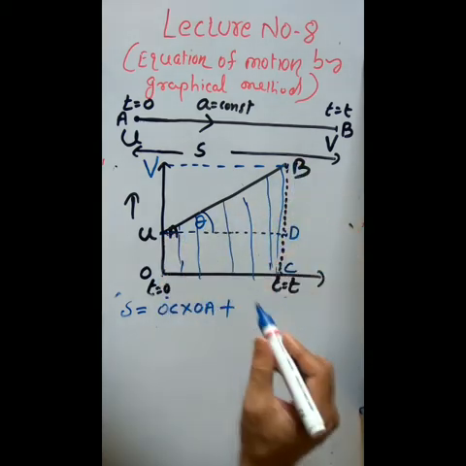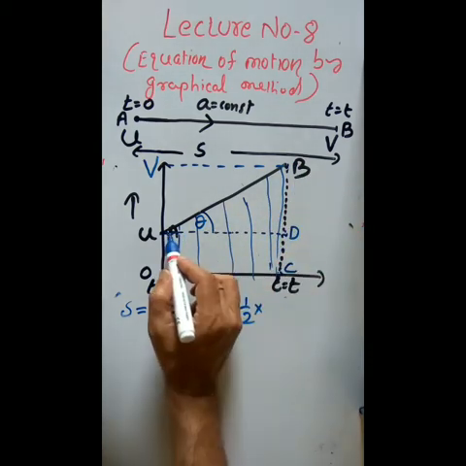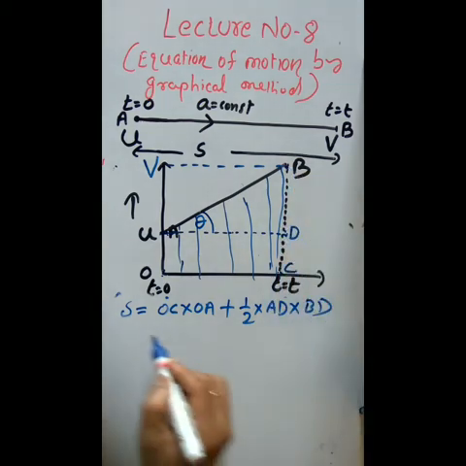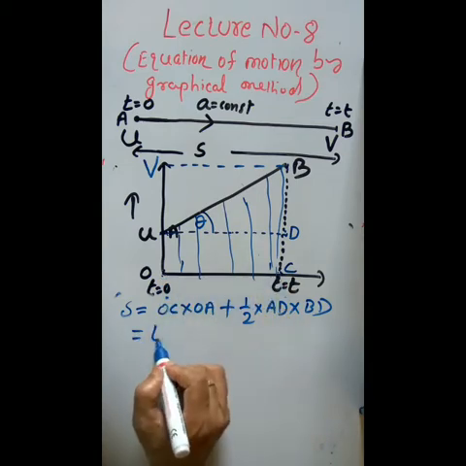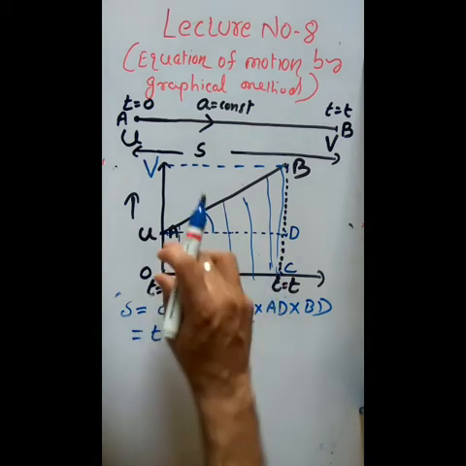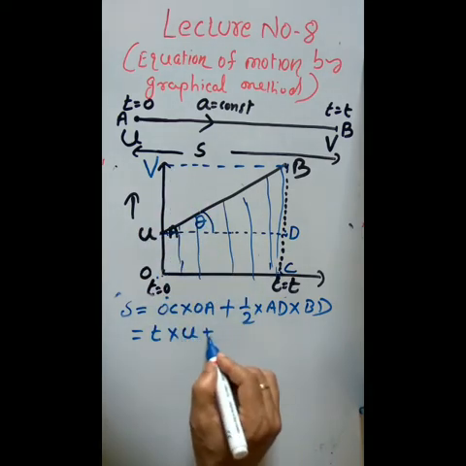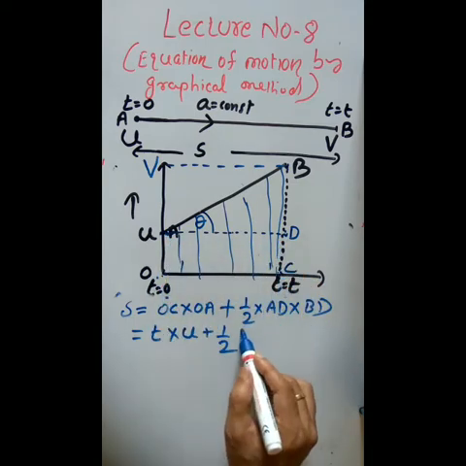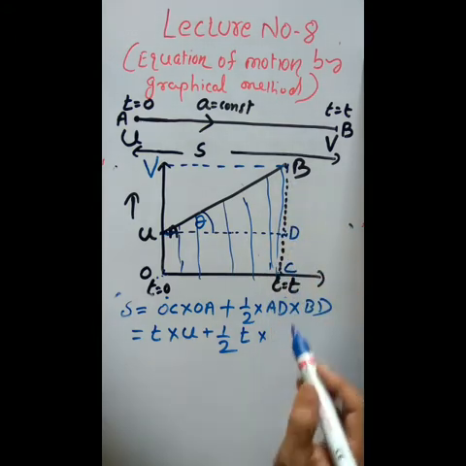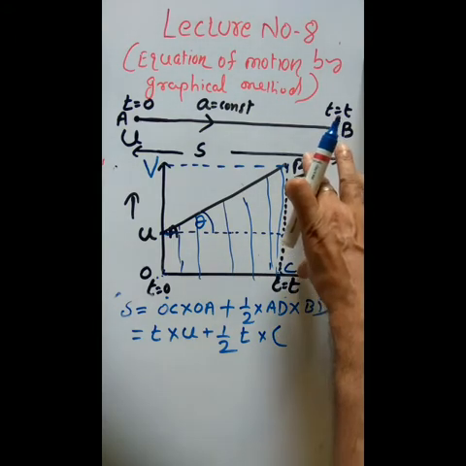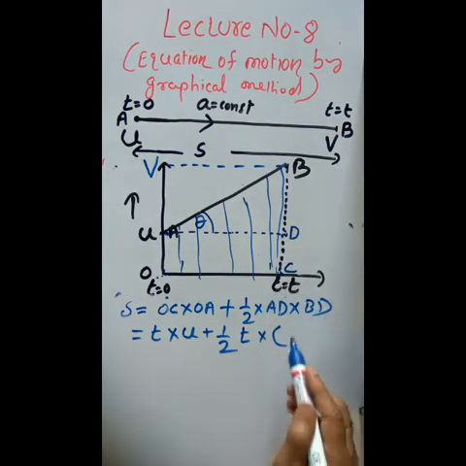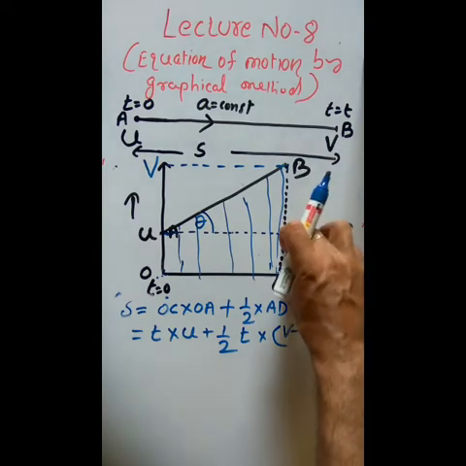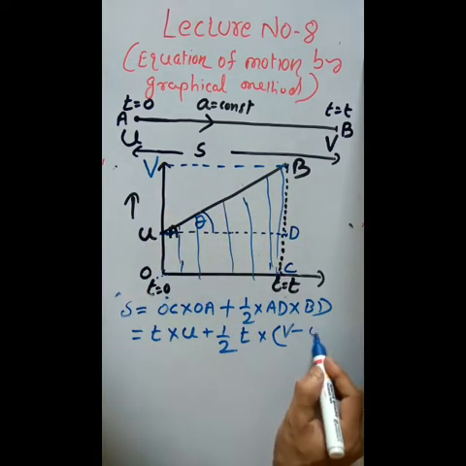And what is the area of the ABD triangle? Half into base, base is AD, into height, height is equal to BD. So that is equal to OC, which is nothing but time, and OA value is nothing but initial velocity u, plus half AD. What is AD? AD is nothing but OC, which is equal to time, into BD. So what is BD actually? BD is equal to BC minus CD. BC is equal to V, and CD is equal to OA, which is nothing but U.